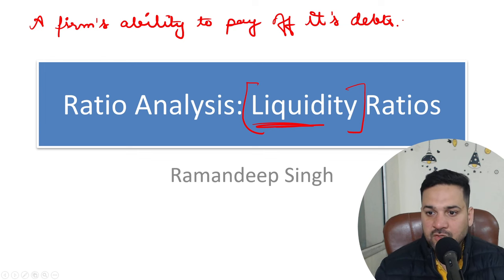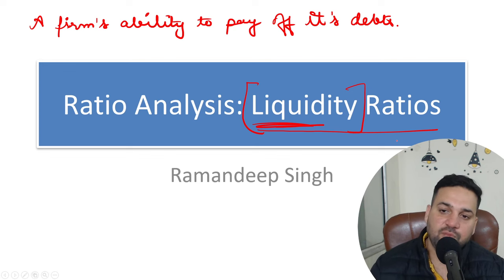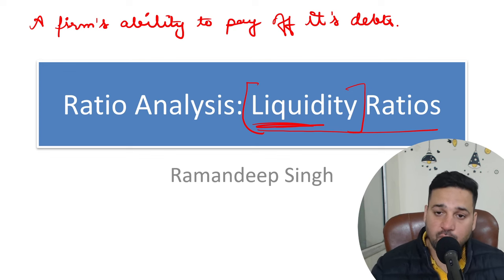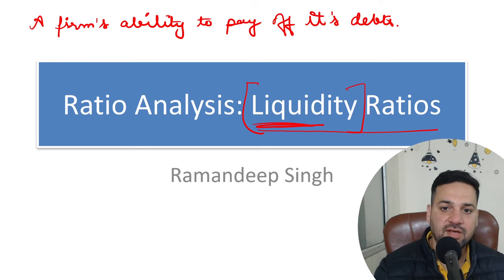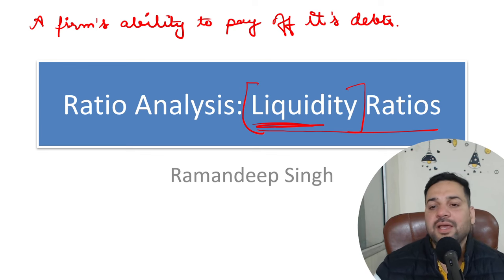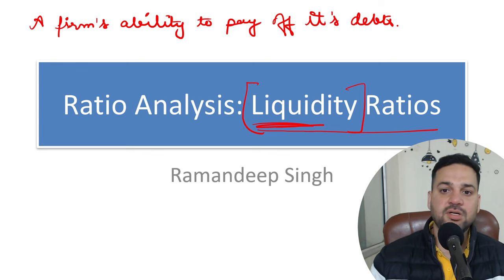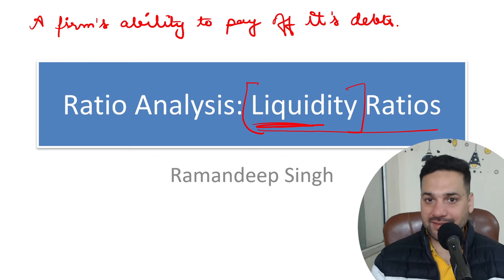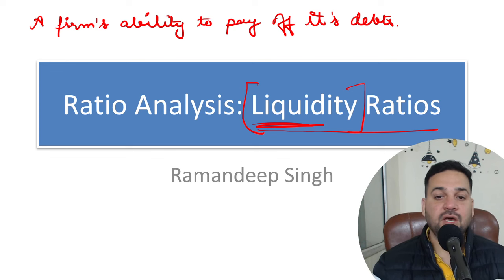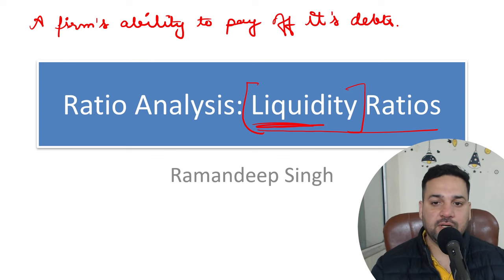Okay. So when we are talking about liquidity ratios, that means we are going to calculate how a firm can pay off its debts in the short run, in a short period of time, using its assets, right? So we are going to calculate three important ratios.